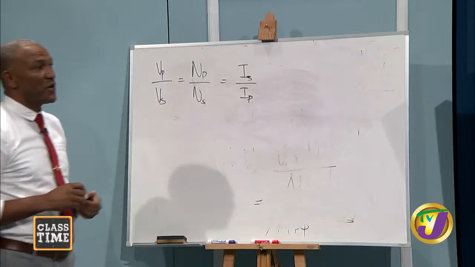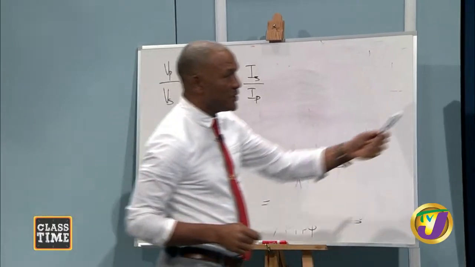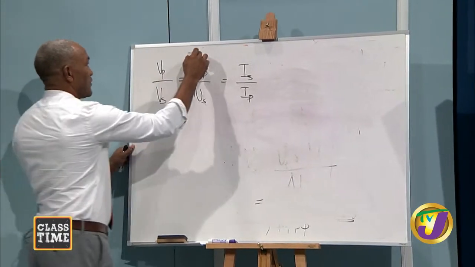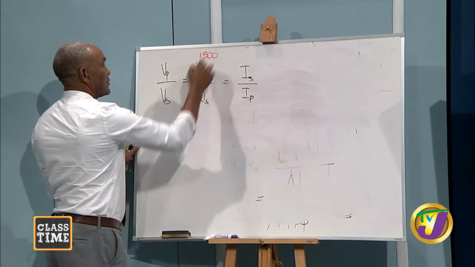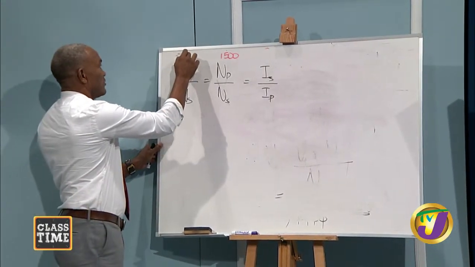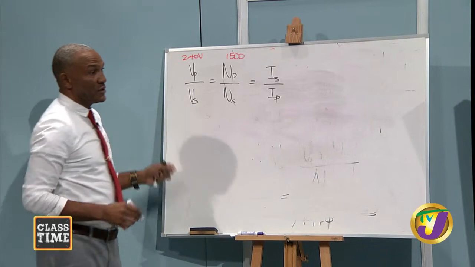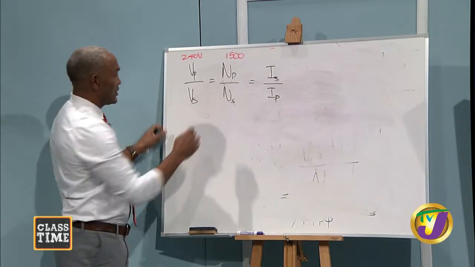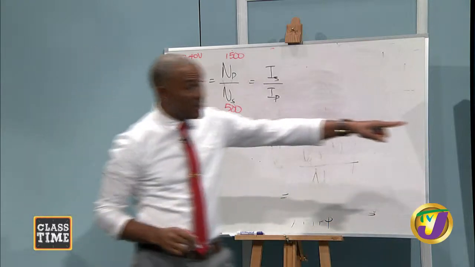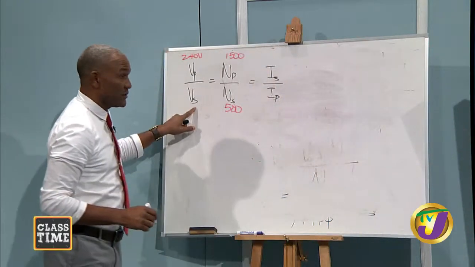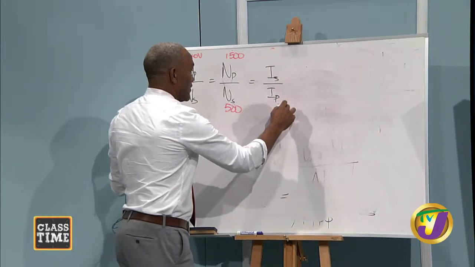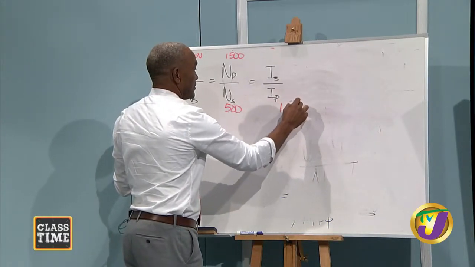All right, so we're going to plug in our values. What's Np? Np is 1500, so I could write 1500 right here. What is Vp? 240, so I could write 240 right here. What is Ns? 500, so I could write 500 right here. What is Vs? Unknown, so I'd leave Vs. What is Ip? 1.5, so I could put 1.5 right here.